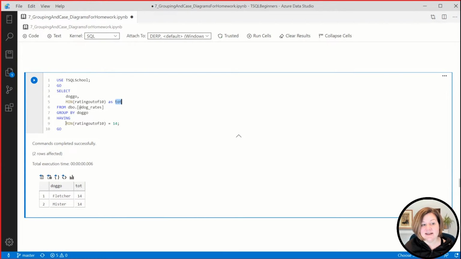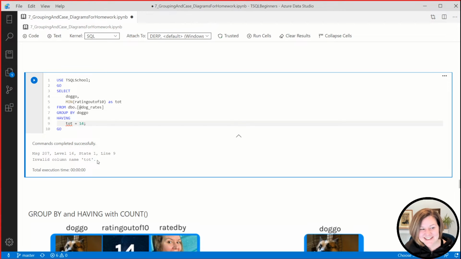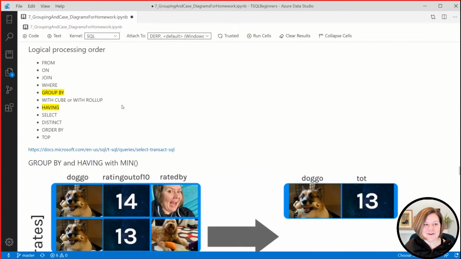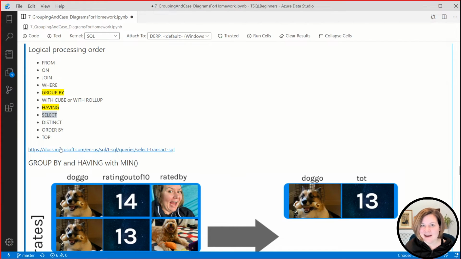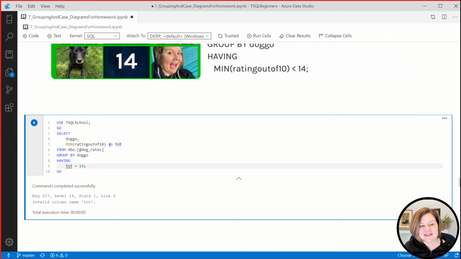Now, can I do this? Can I say having tote equals 14? No. If I try to do this, invalid column name tote. Why is that? Okay, this is the select part. If we go back to our order of operations, select doesn't happen until after having. So we can use anything we alias in select in the order by. This is why that order is important, right? So I can't use the alias there, but I can just copy the formula. It's extra typing.